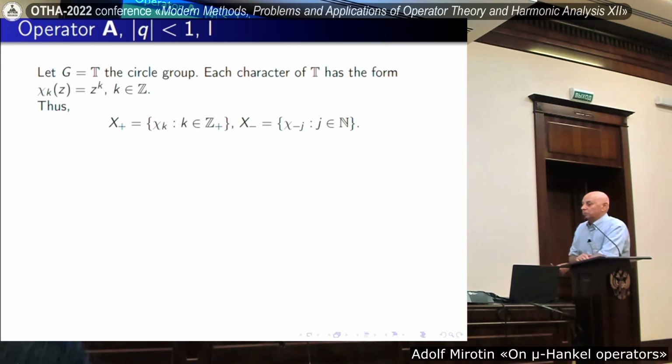And now we can return to the example of operator A in the beginning of my talk. I want to apply theorems 3, 4, and 5 to this operator A.